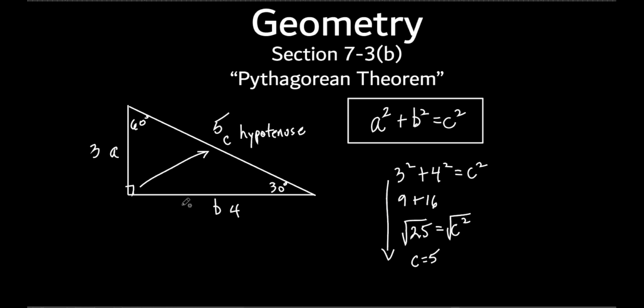But if I just saw a 3 and a 4, I already know, if it's a right triangle, what the hypotenuse is going to be, don't I? I know it's going to be 5. So do I have to go through this?